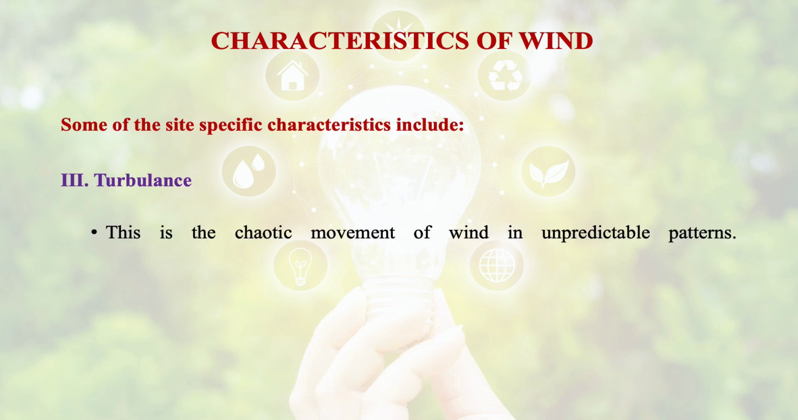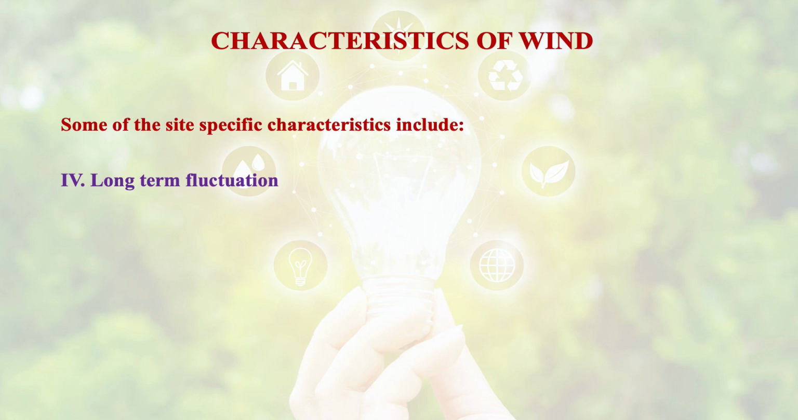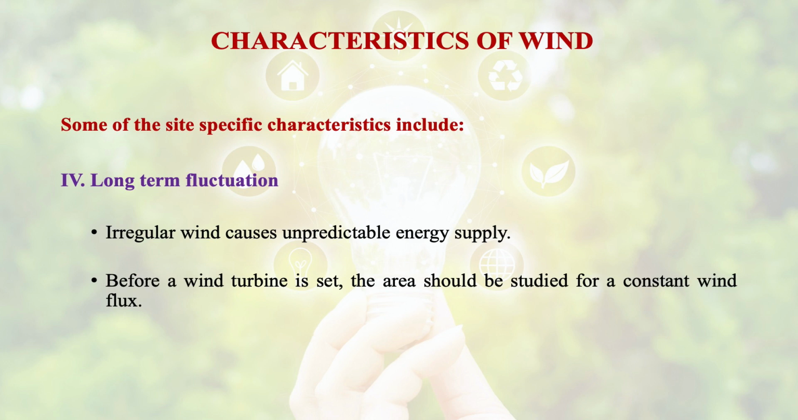Turbulence. Turbulence is the chaotic movement of wind in unpredictable patterns. Turbulence generally results from continuously changing properties of wind motion that impact on energy production and fatigue on blades. Then comes the long-term fluctuation. Irregular wind causes unpredictable energy supply, and before a wind turbine is set, the area should be studied for a constant wind flux.